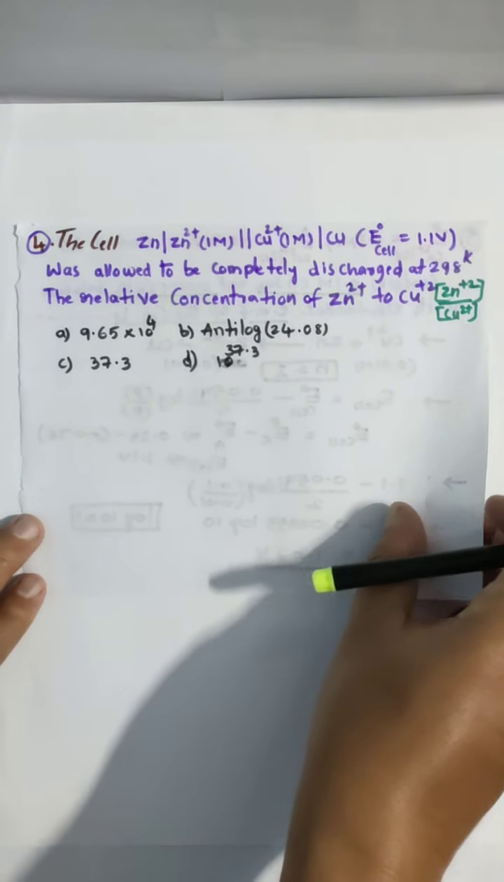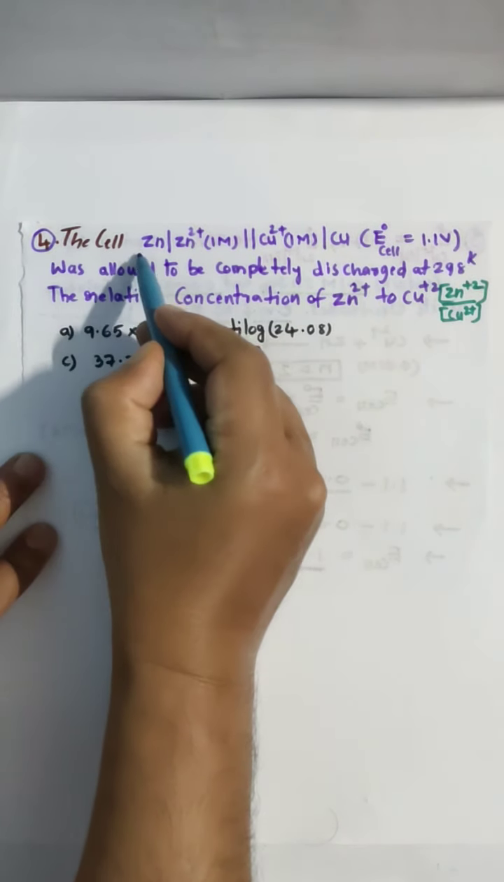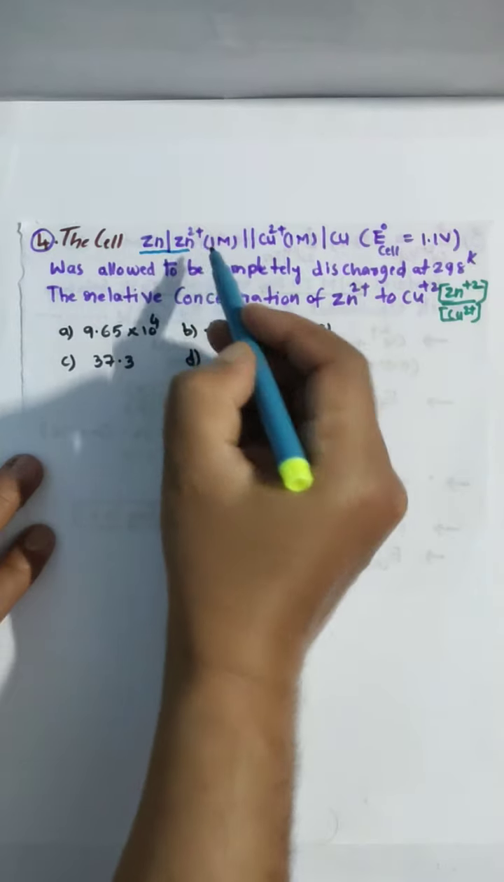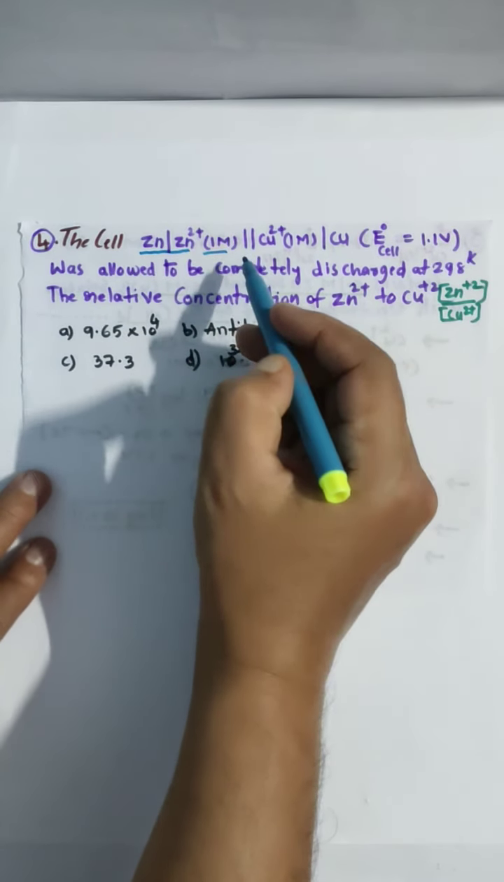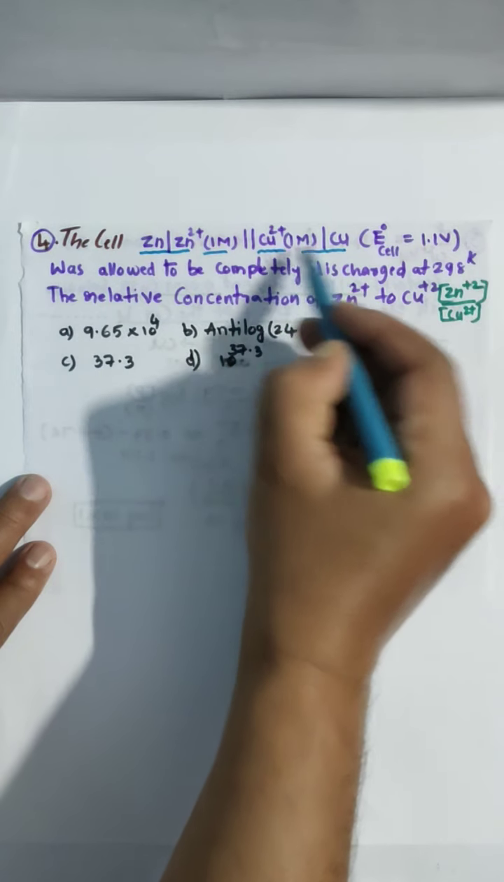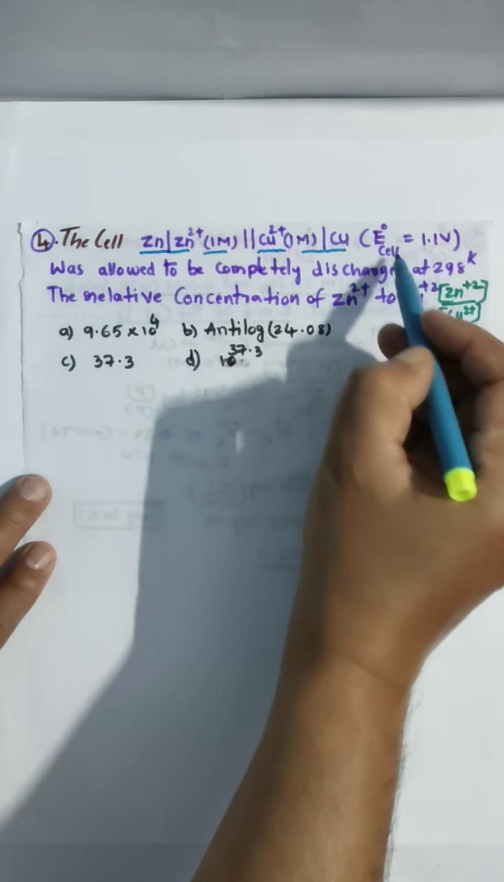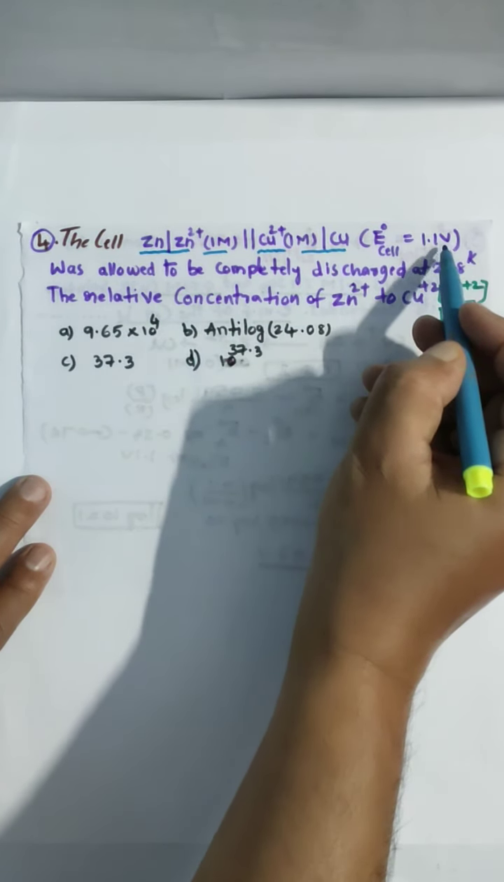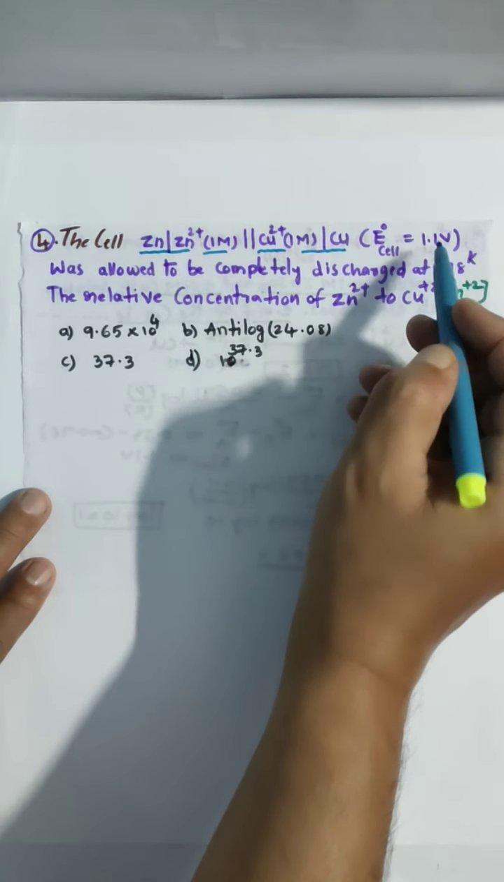See here, this is a previous year problem. Now I am going to explain this. The cell is Zn to Zn2+ with 1 molar concentration, and Cu2+ to Cu with 1 molar concentration. E naught cell is 1.1. In the previous problem also we got the same.